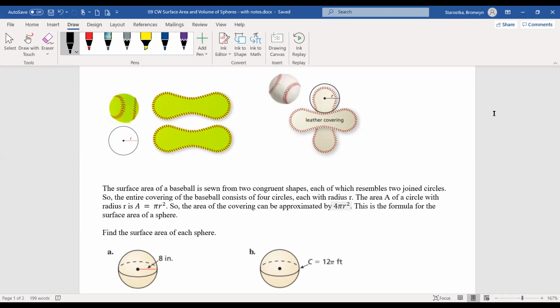If we now know that the area of a circle with radius r is pi r squared, the covering of that baseball, the covering of the sphere, can be approximated by 4 pi r squared. So this is the formula that we're going to use for the surface area of a sphere. So I'll write it again. Surface area of a sphere is 4 circles, which equals 4 pi r squared.